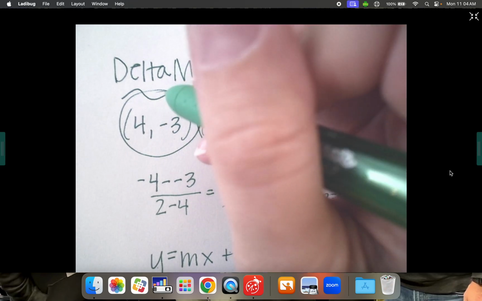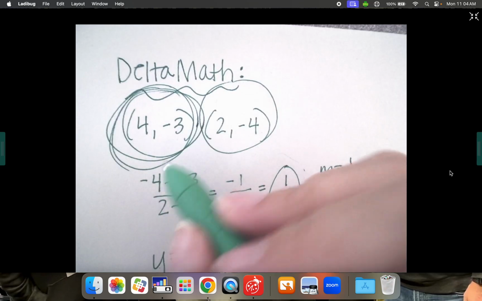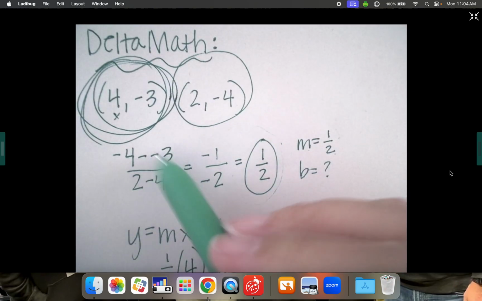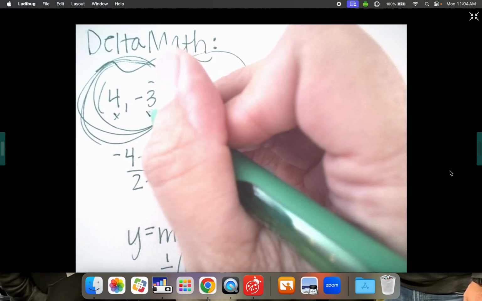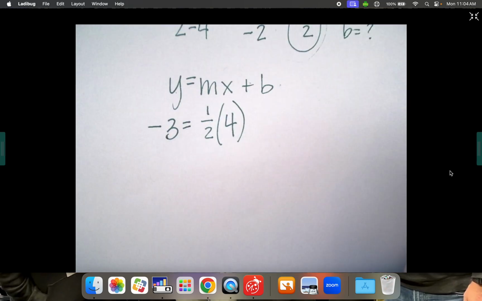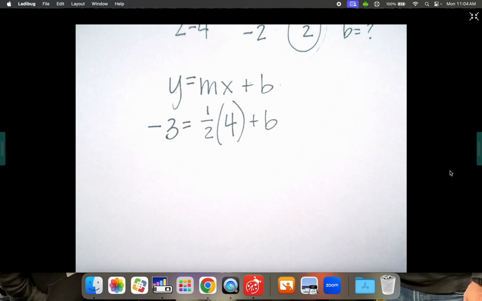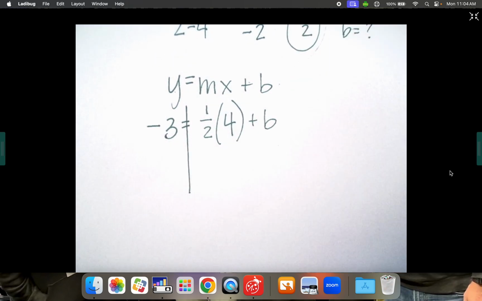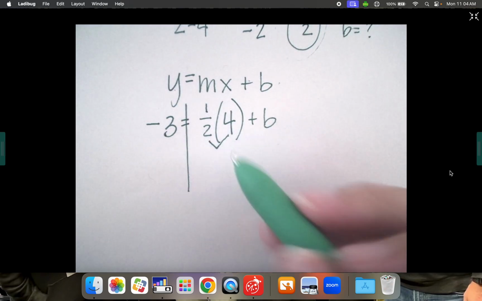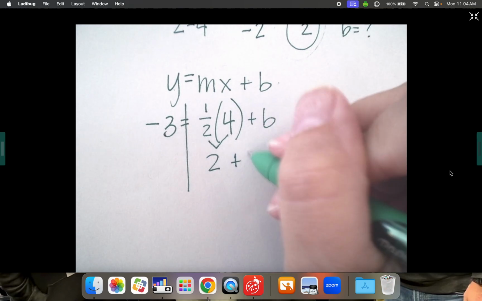So I'm going to go with my first set. 4 is my x, -3 is my y. Okay, now we have everything except b. So we're just going to solve it. It is a two-step equation. This should go very fast for you. Half times 4 is the same thing as half of 4. Half of 4 is 2. Bring down everything else.